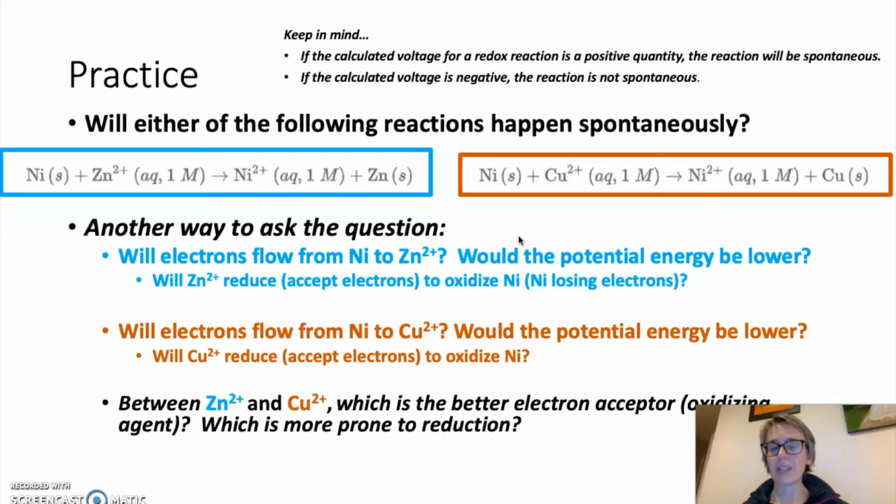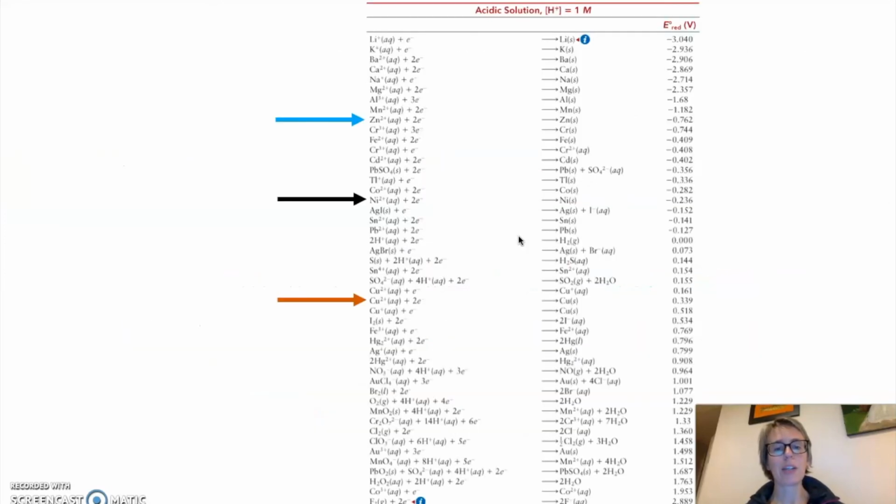And maybe another way to think about this is between the zinc ions and the copper ions, both of the electron acceptors, which is a better electron acceptor or a better oxidizing agent? Which is more prone to undergoing reduction? So maybe that chart we were looking at could be helpful here.